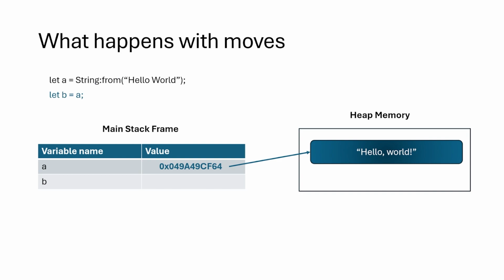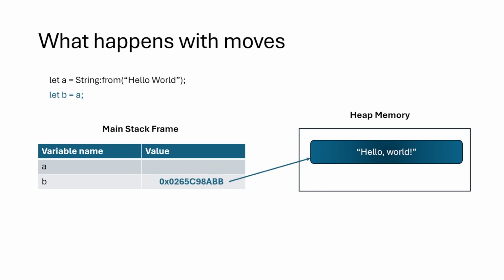Now, in some programming languages, what will happen is a secondary variable or pointer would be added and would point to the same location in the heap memory. But in Rust, remember we have that concept of ownership, right? And the rule is that only one variable can own a piece of memory at a given time. So because of that, what ends up happening is we perform a move, right?